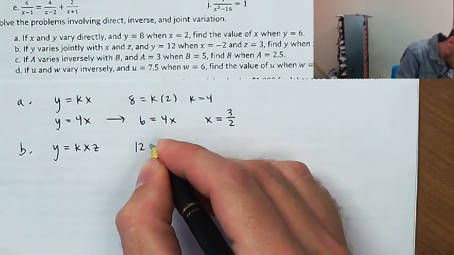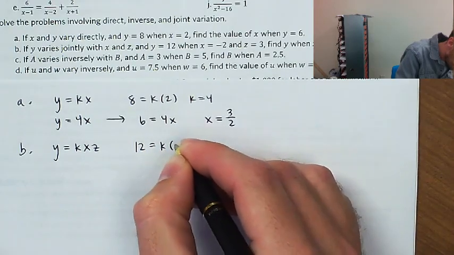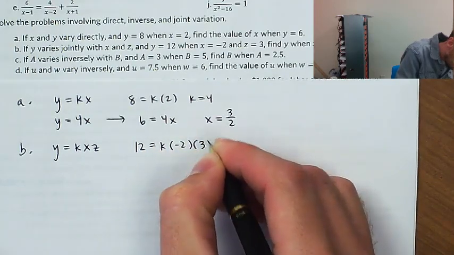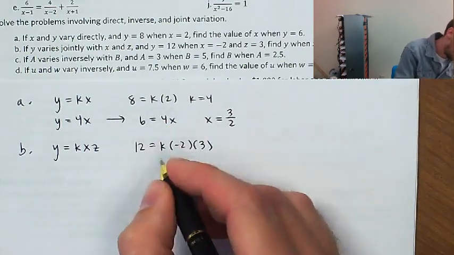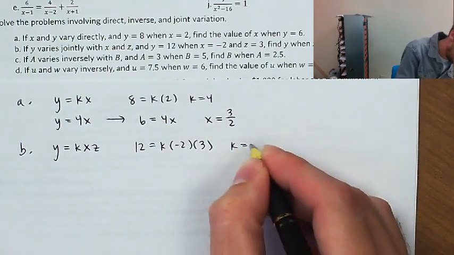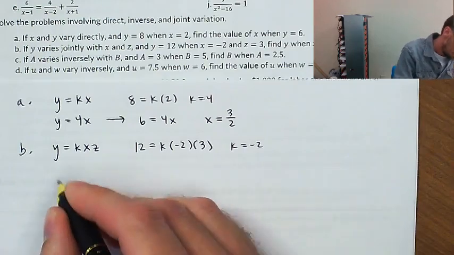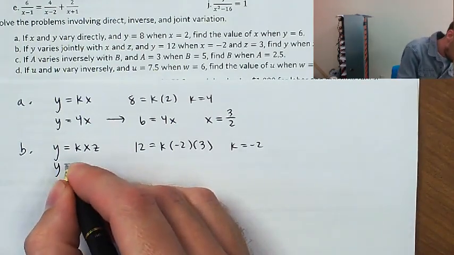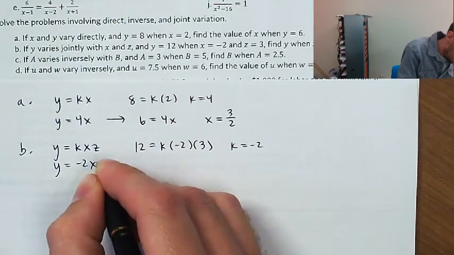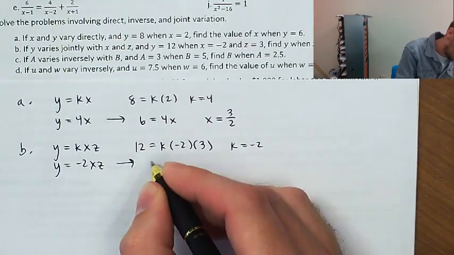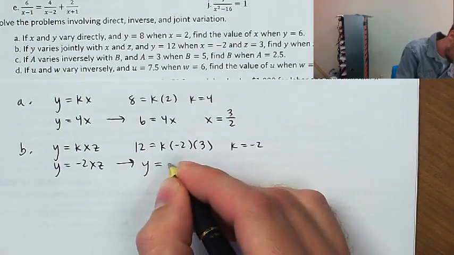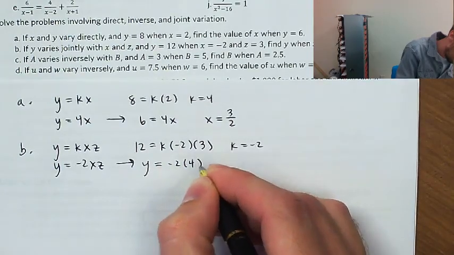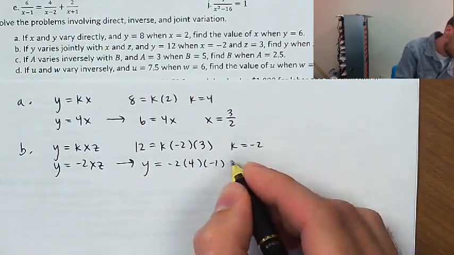So y equals 12 when x equals -2 and z equals 3. So -6 times k equals 12. That's telling me k needs to equal -2. Then it'll say find y when x is 4 and z is -1. So y is equal to -2xz. And then I'm going to say, all right, find y when x is 4 and z is -1. So I'm going to have +8.